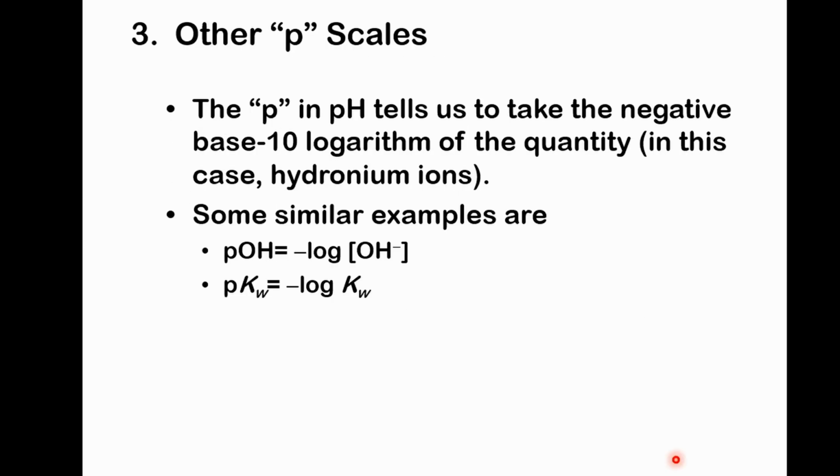So other P scales, the P in pH tells us to take the negative base 10 logarithm of the quantity, in this case hydronium ions. So before today you probably never heard of pOH. Well, pOH is negative log of hydroxide, or pKw. Well, that's the negative log of Kw.